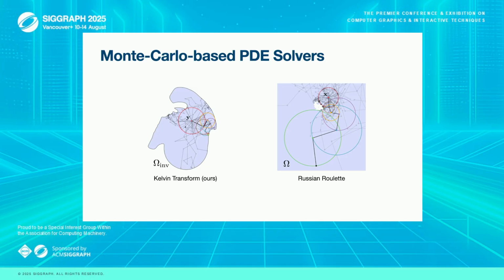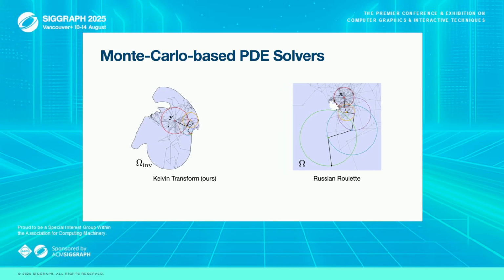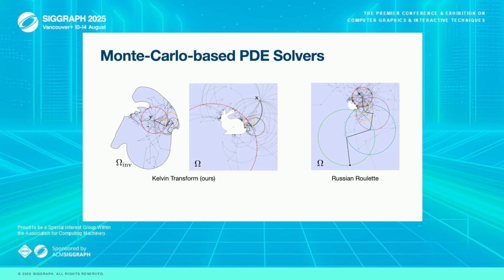Now, if you compare Russian roulette with our method, which is happening as a random walk in the inverted domain, you see that in our method, all of the walks actually terminate on the surface, 100% of them. And for fun, if you invert these walks back to the original domain, you see that they show up as walks on these arcs, because the straight lines in the inverted domain become circles because of this conformal map.